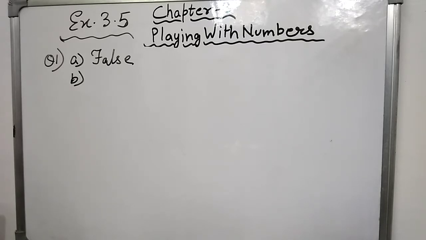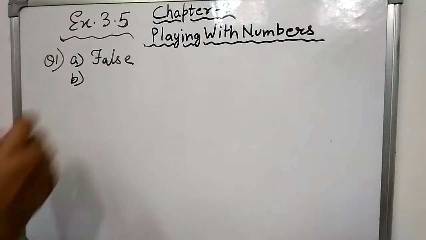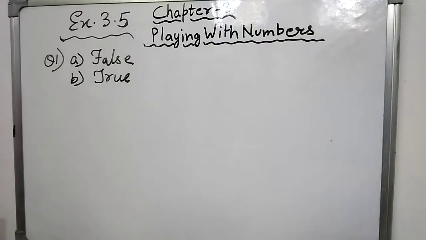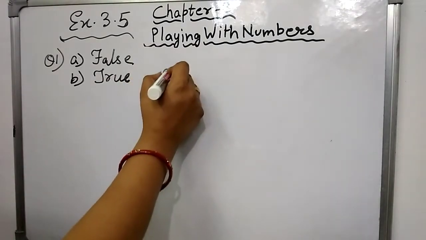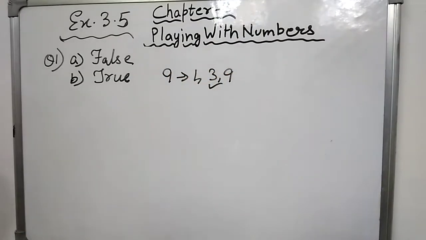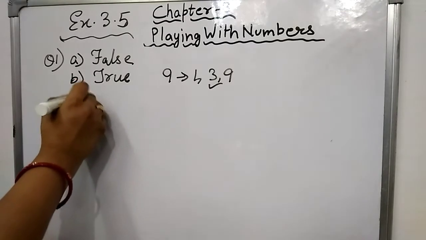Second statement is, if a number is divisible by 9, it must be divisible by 3. This is true. Yes, because any number which is divisible with 9, it is also divisible with the factors of 9, and 3 is a factor of 9. So that is why it is also divisible with 3.